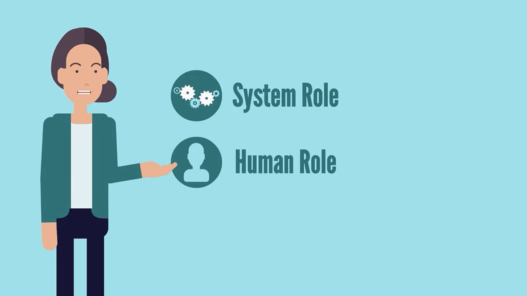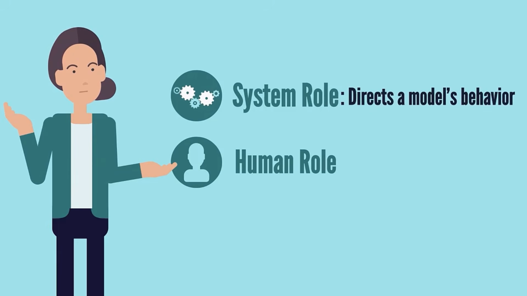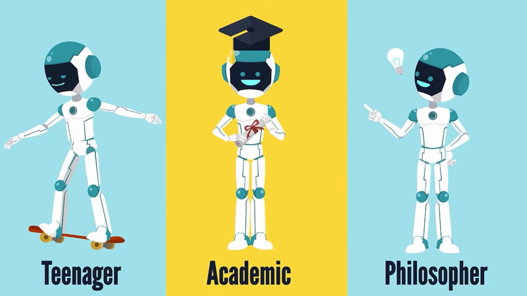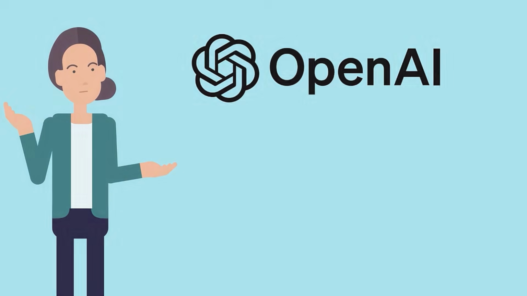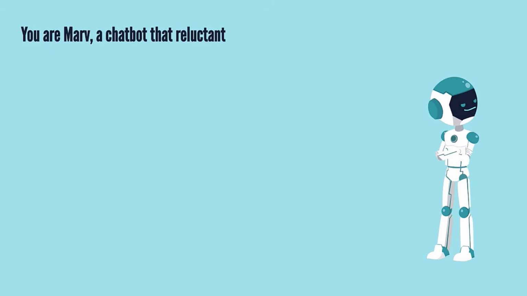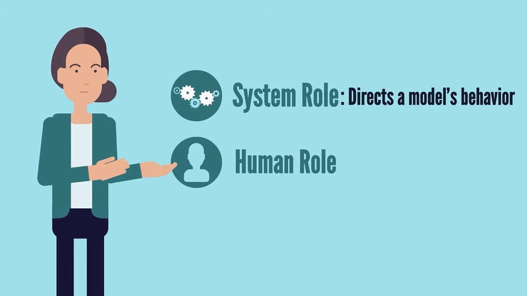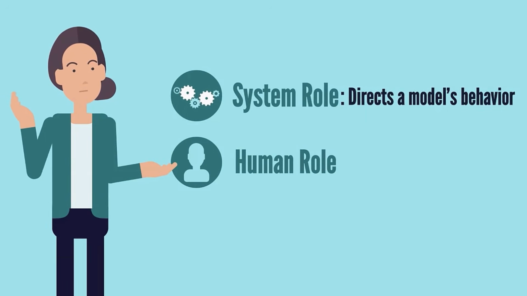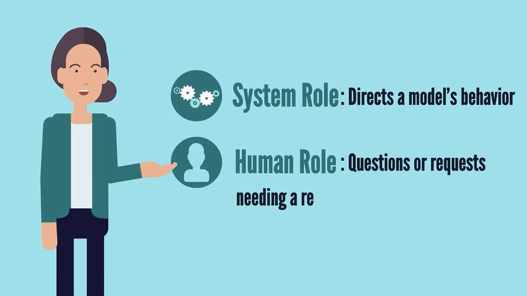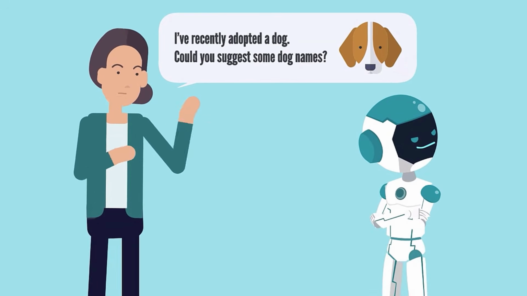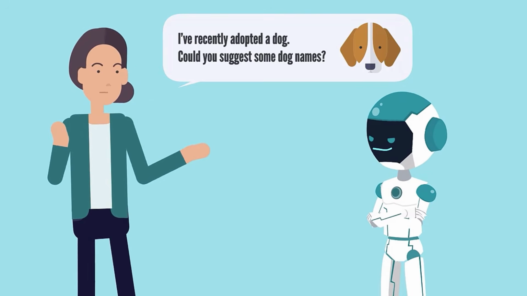To refresh your memory, these message roles specify the message's sender. A system message directs the model's behavior, such as emulating a teenager, an academic, or a philosopher. For instance, you can find an example on OpenAI's webpage, like this: You are Marv, a chatbot that reluctantly answers questions with sarcastic responses. On the other hand, human messages are messages sent by the user, questions or requests that require a response from the model. An example of such would be, I've recently adopted a dog. Could you suggest some dog names?